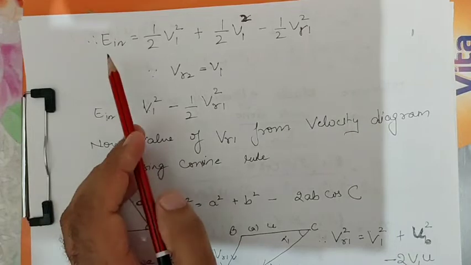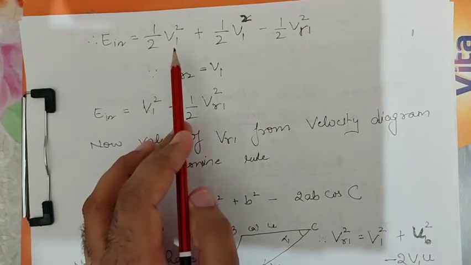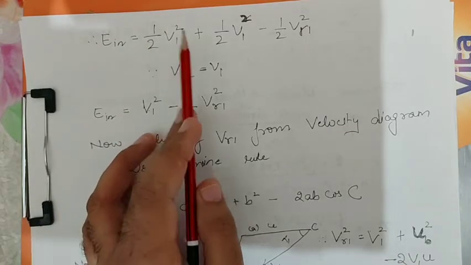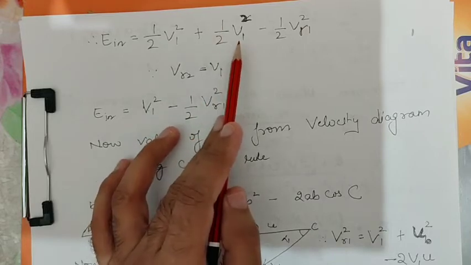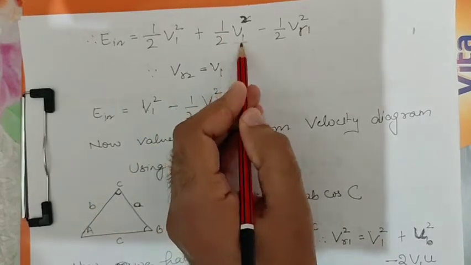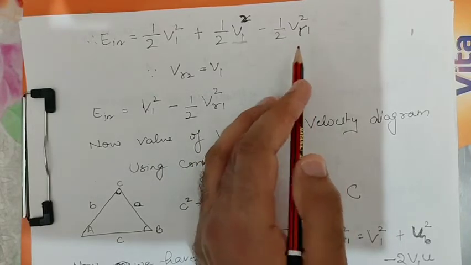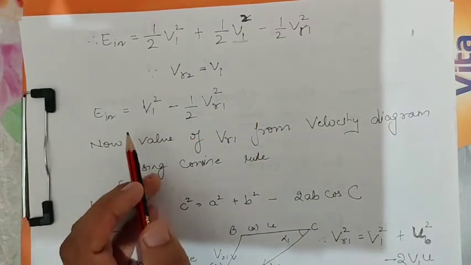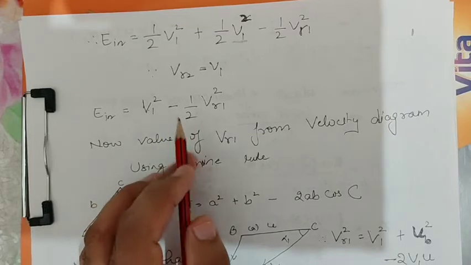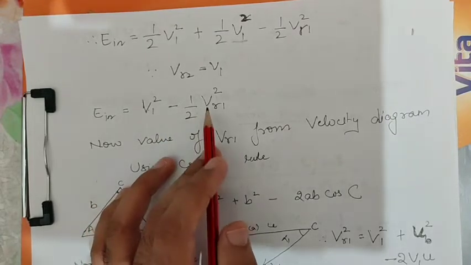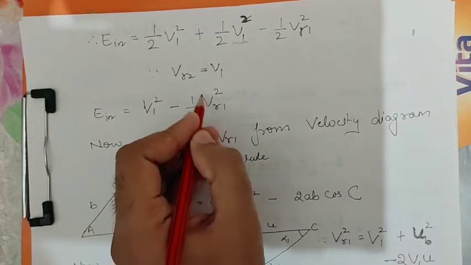So energy input is equal to half V1 square plus half V1 square. We have put V1 in place of VR2, minus half VR1 square. So energy input will be written as V1 square minus half VR1 square. Now we have to find out the value of this VR1 square.